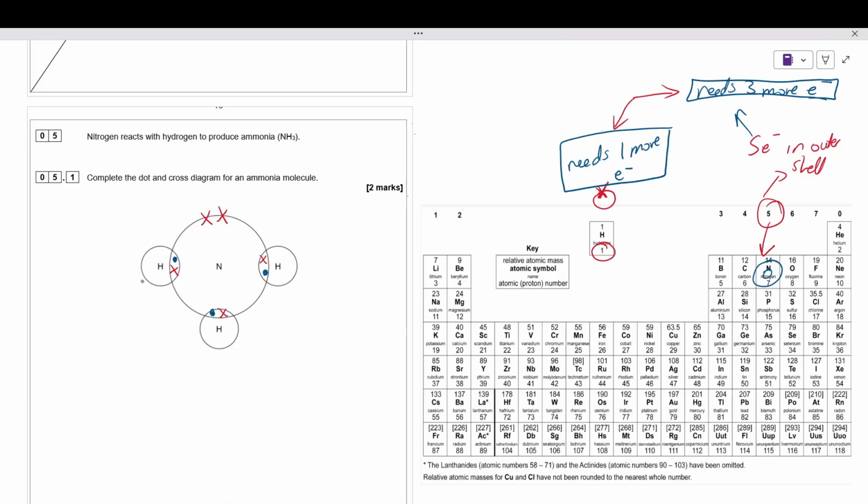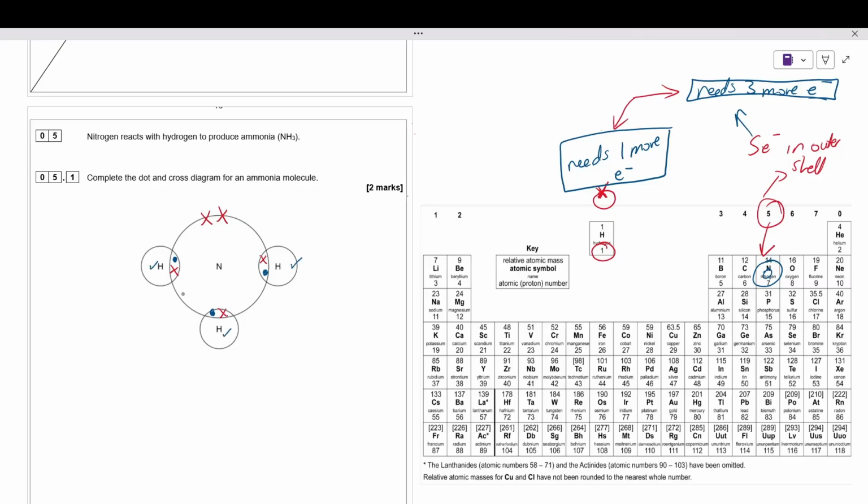Let's check if all of these are stable now. Hydrogen, we know it has 1 in there, and it needs 1 more to be stable. So that's that X there. This as well has 1 electron, it needs 1 more to be stable. Has 1 electron, needs 1 more to be stable. So all our hydrogen are correct.